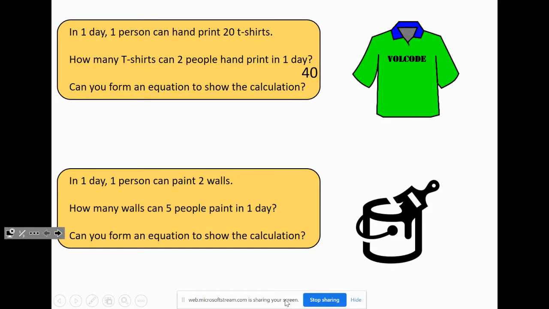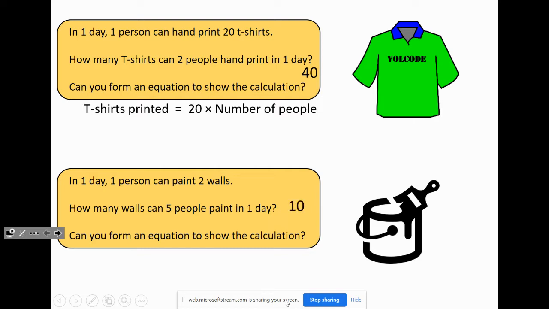Can we form an equation to show the calculation? Well, the t-shirts printed is generally going to be 20 multiplied by the number of people, which makes sense. If we have 3 people, we're going to have 60 t-shirts. 4 people will have 80 t-shirts. It makes sense.